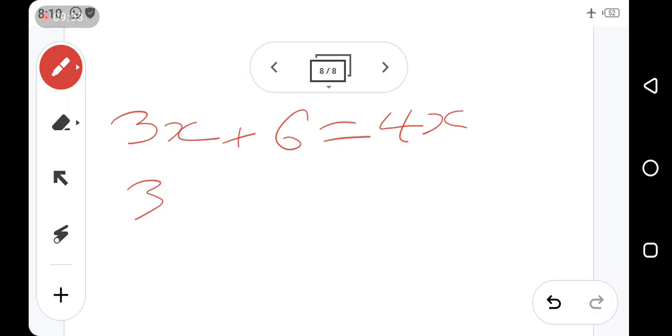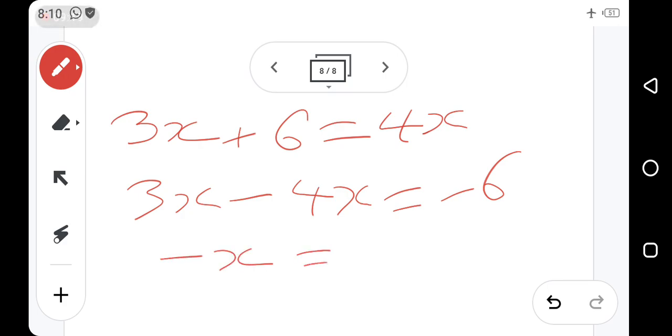But let's do it this way. Let's just move the 4x to this side. So that means you'll be having 3x minus 4x. Definitely this 6 is going to move to this side, and it's carrying a positive sign here, so it will become a negative sign, meaning that minus 6. So when you do that, this will give us minus x is equal to minus 6. So you divide both sides by minus 1 to remove the negative sign. So your x will now become 6.